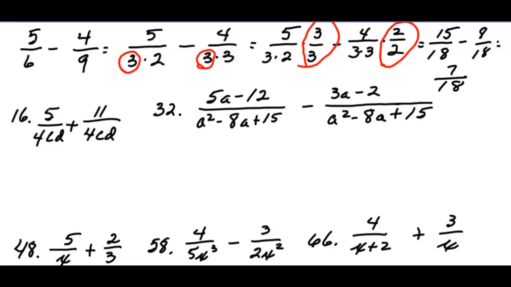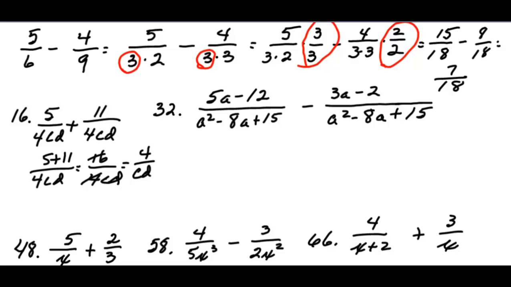So, let's just quickly review some of the things that we need to know about addition and subtraction of fractions. If we have a common denominator like we do in number 16, now all we have to do is add the numerators, 5 plus 11, over that common denominator, 4CD. And what we get is 16 over 4CD. But we can reduce that because the 4 and the 16 will cancel, and we get 4 over CD.